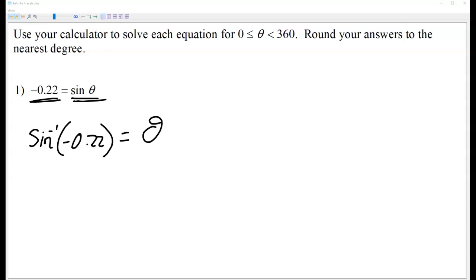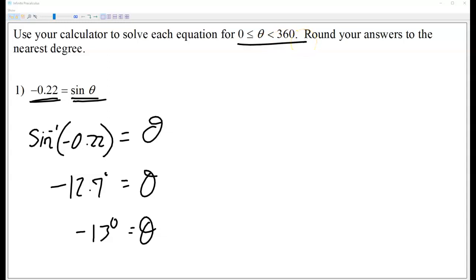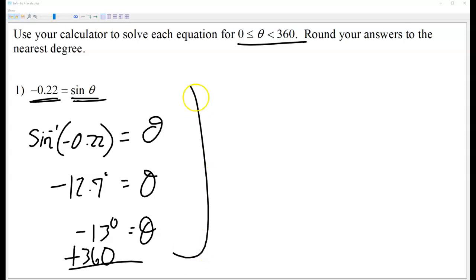From there, we punch it into our calculator, and we end up with negative 12.7. But remember, we want to round this to the nearest degree, so we're going to say that's negative 13 degrees. Now, as you can see, that is not between 0 and 360. So the first thing we want to do is find the positive coterminal angle by adding 360 degrees to it. That gives me 347. So there's our first answer.